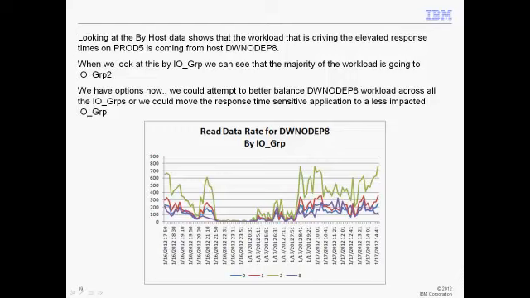So now that we know what volume 4 and prod5 have in common, we have options to resolve the problem. We could attempt to better balance DW node P8 workload across all I/O groups, or we could move the response time sensitive application to a less impacted I/O group.